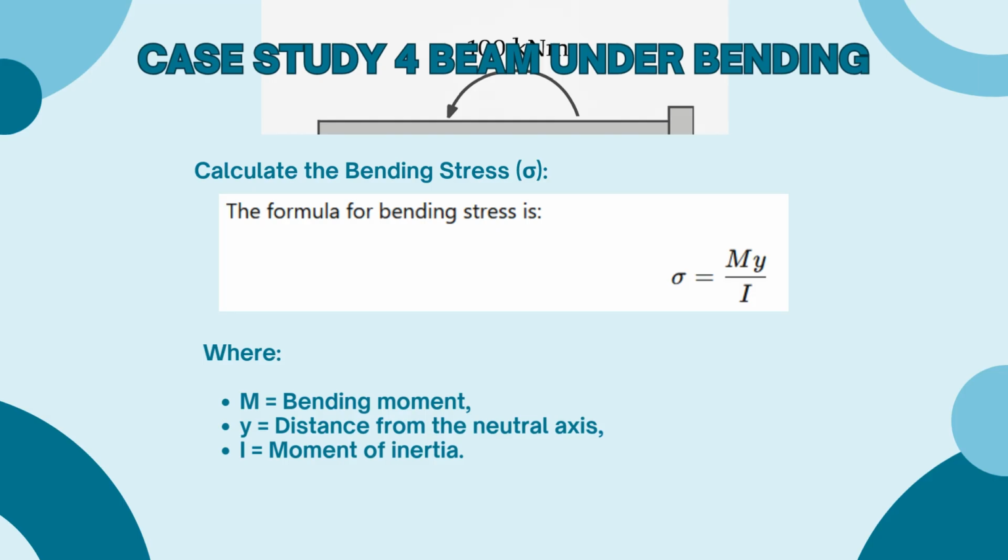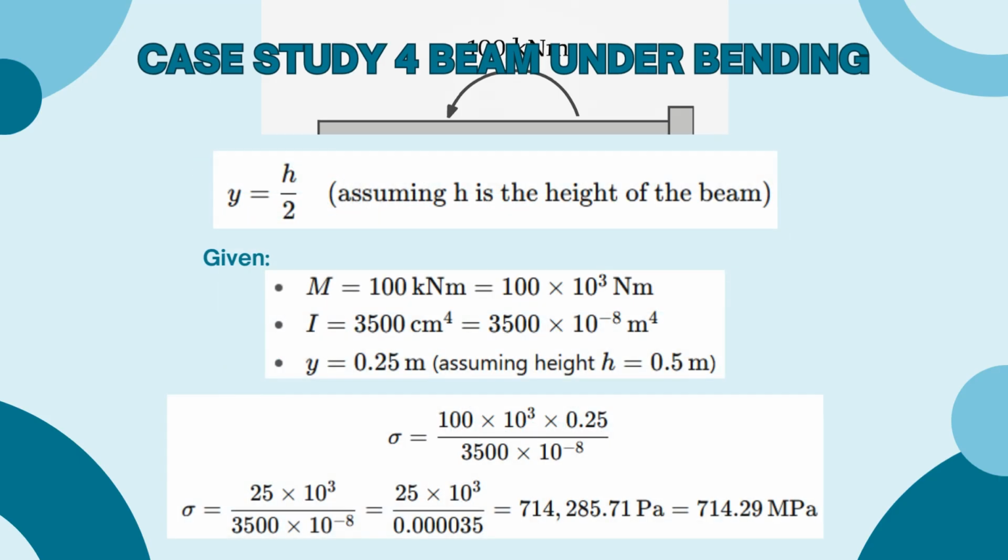Using these values, we can calculate the bending stress distributed along the beam, considering its dimensions and support conditions. Now, let's calculate the bending stress, sigma, for the beam, where M is the bending moment, y is the distance from the neutral axis, and I is the moment of inertia. We will use this formula to determine the stress distribution along the beam, ensuring it is capable of withstanding the applied bending moment. Let's now calculate the bending stress, sigma, for the beam, using the formula we discussed earlier.